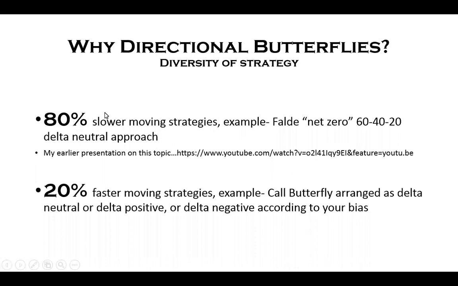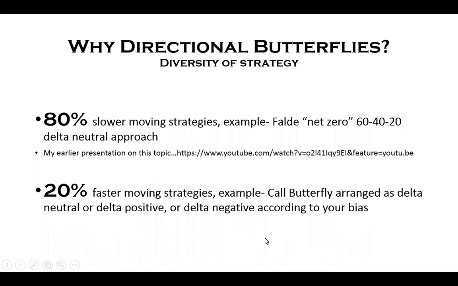But this is just a suggestion. You can allocate your funds any way you wish. But in my own trading, I have approximately 80% in this. It's a slower moving strategy, this delta neutral approach. I use about 20% of my funds for faster moving strategies, like this call butterfly that I'm getting ready to dive into. Now these can be arranged as delta neutral, delta positive, or delta negative according to your bias.